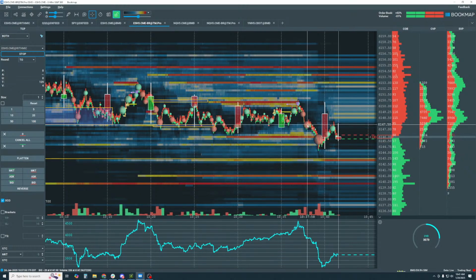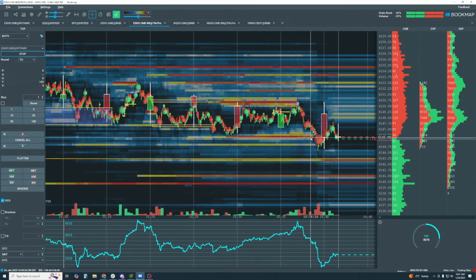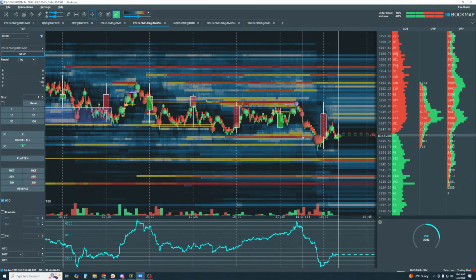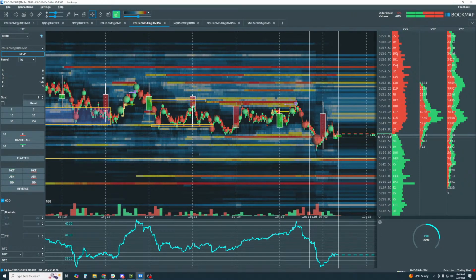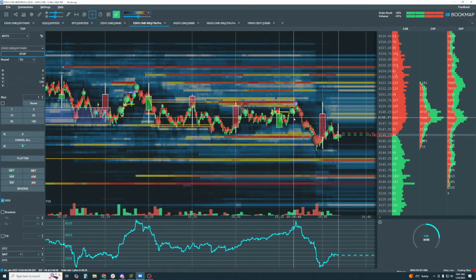This is what happened. It was this selling in here that drove it into this liquidity here, okay? And then we're getting a bounce because of that reaction into the demand and the liquidity passively sitting on the bid here. All right.